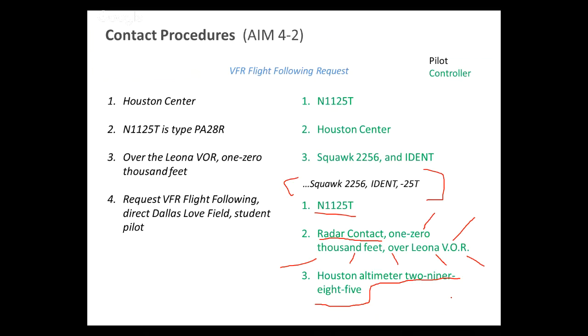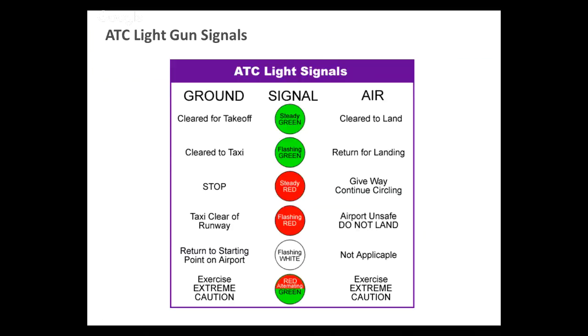The controller's job is to keep you and other aircraft from hitting each other. So he needs to ensure that your altimeter is set properly. And you will recite that. So he'll say, "Houston altimeter 2985." You will say, "Roger that, 2985, 25 Tango." And then that'll be it. And you'll be on VFR flight following. All right, so those are some examples of what you're going to hear as you get your flight training started.